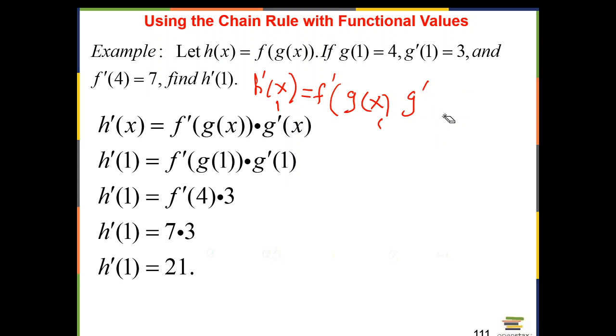Again, stop the video and make sure this makes sense, right? So we start with this. What's g prime of 1? It's 3. So that's 3. And what is g of 1? Well, g of 1 is 4. So that's 4. What's f prime of 4? Well, f prime of 4 is 7. All right?